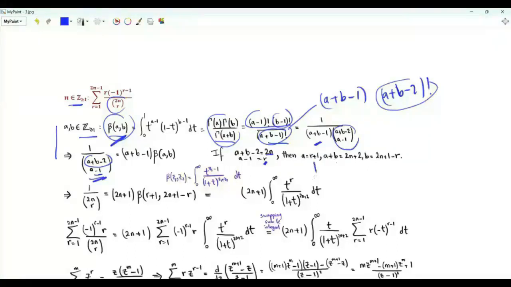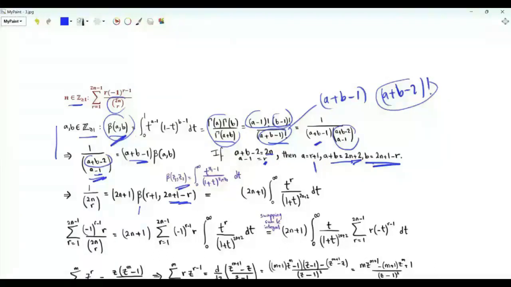This means that a is r plus 1, a plus b is 2n plus 2. So b is 2n plus 2 minus a. That's 2n plus 1 minus r. 1 over this binomial coefficient can be written as a plus b minus 1, which is 2n plus 1, beta of r plus 1 and 2n plus 1 minus r.